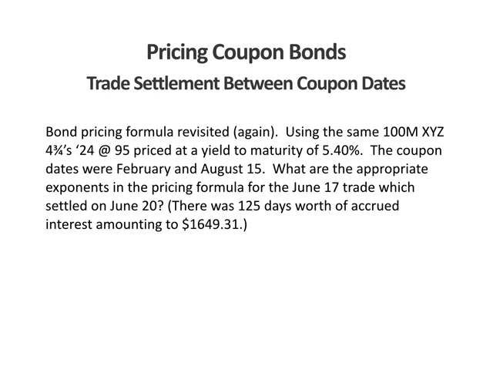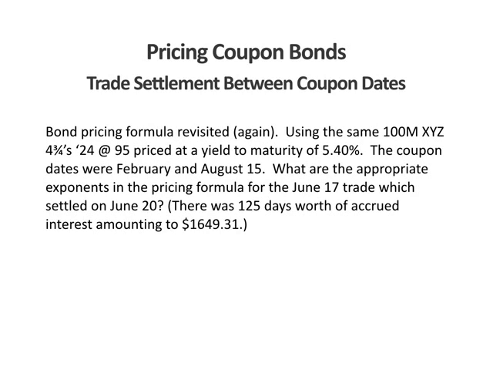Let's revisit the bond pricing formula once more, this time to explore the mechanics of determining the appropriate exponent values. The illustration uses the same corporate bond as in the previous examples, the $100,000 par value XYZ 4 3/4 of 2024, priced at 95 and trading at a yield to maturity of 5.4%. The bond has coupon payment dates of February and August 15th. What are the appropriate exponents in the pricing formula for the June 17 trade which settled on June 20?